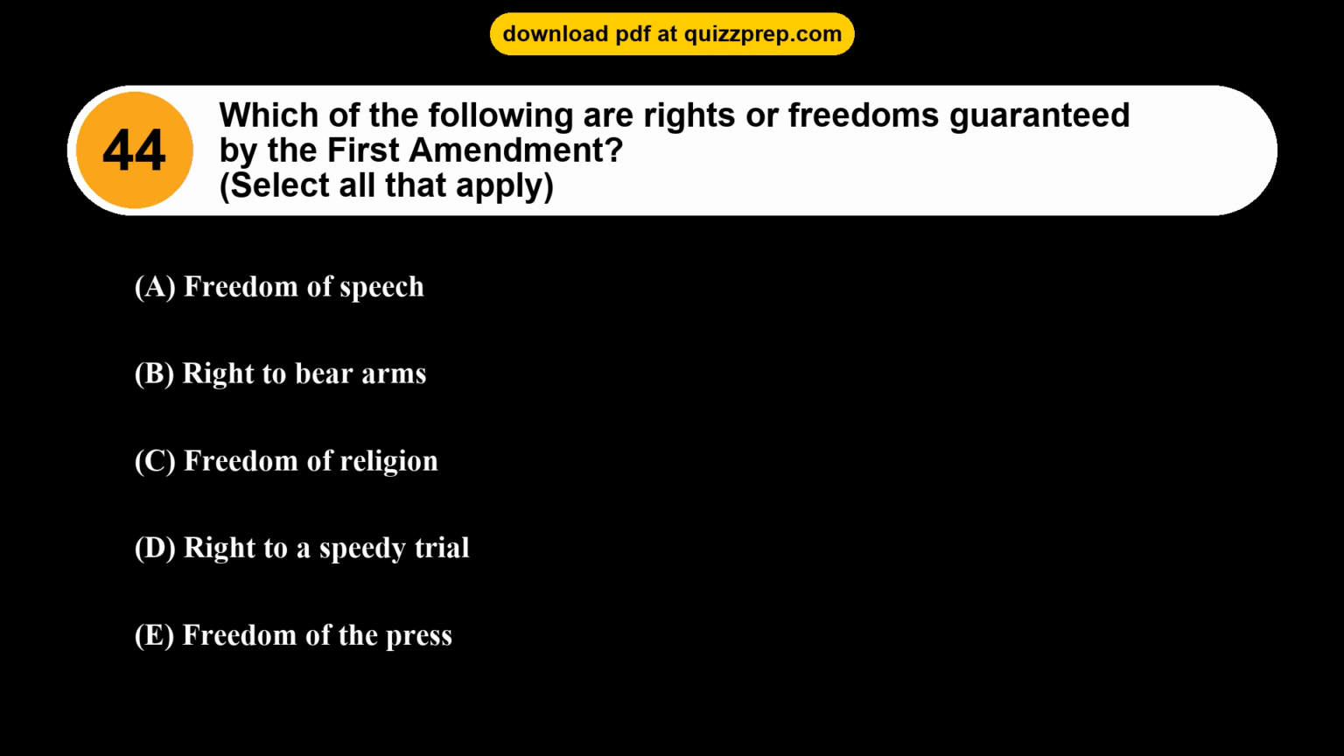Option A. Freedom of speech. Option B. Right to bear arms. Option C. Freedom of religion. Option D. Right to a speedy trial. Option E. Freedom of the press. The correct answers are options A and C and E.